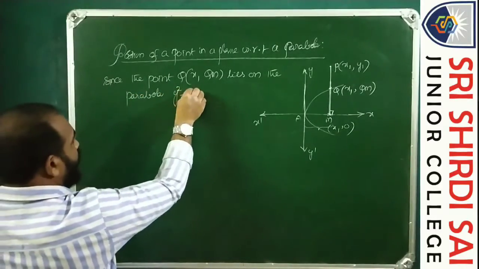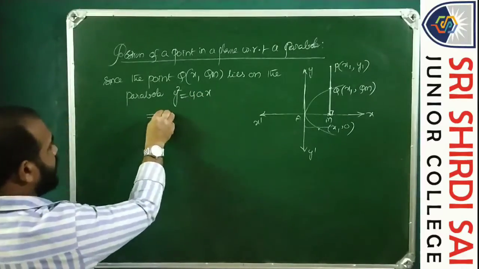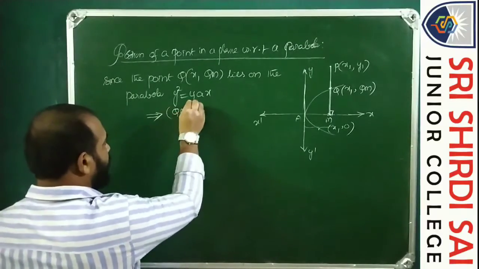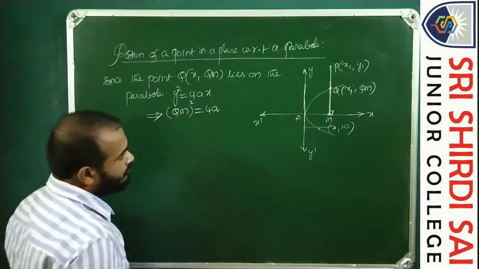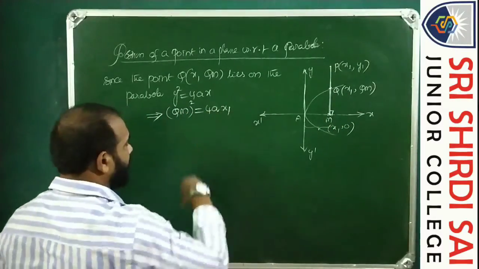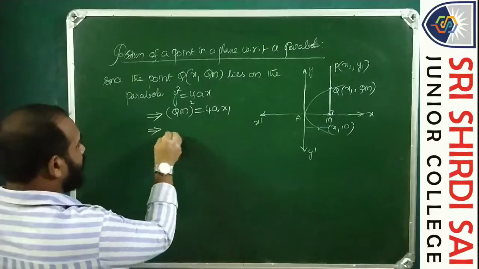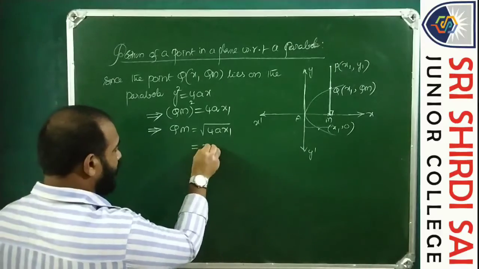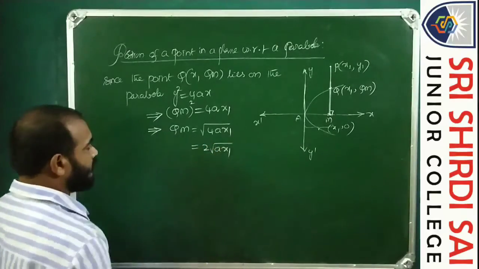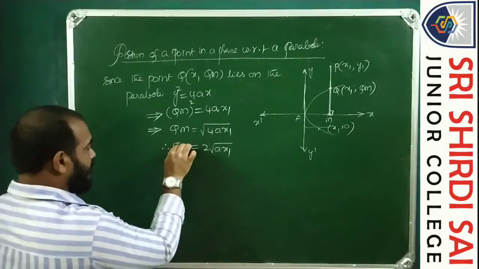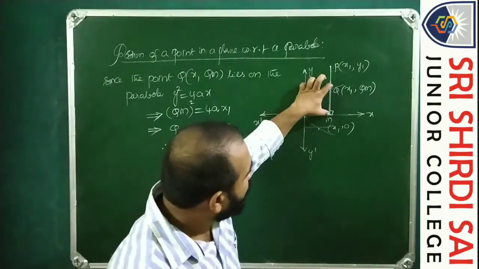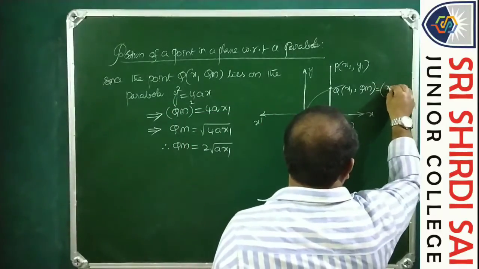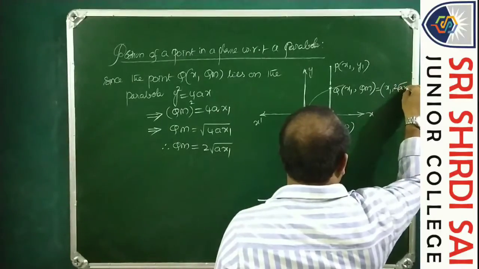y square equals 4ax implies QM whole square equals 4a into x1. So QM is equal to square root of 4a x1, which is 2 root of a x1. Therefore this point Q is (x1, 2 root of a x1).